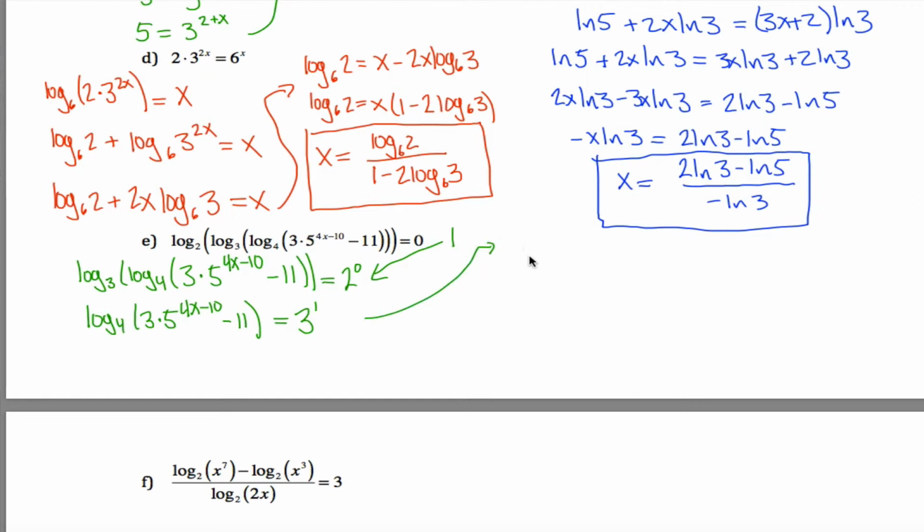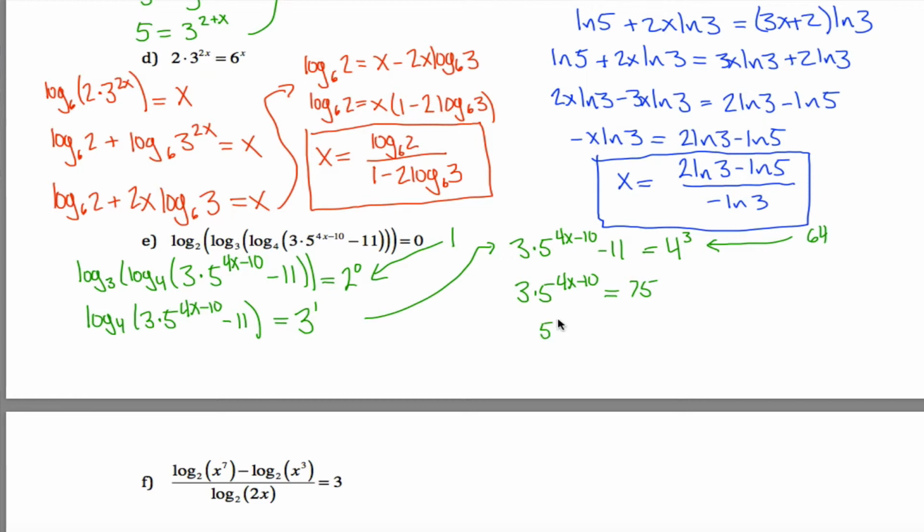4 to the log base 4 of stuff is just that stuff. The 4 and the log base 4 cancel out. And on this side of the equation I have 4 to the 3rd power. It turns out 4 to the 3rd power is 64. So now if I add 11 to both sides of the equation, I got 3 times 5 raised up to the 4x minus 10 power is equal to 64 plus 11, which is 75.